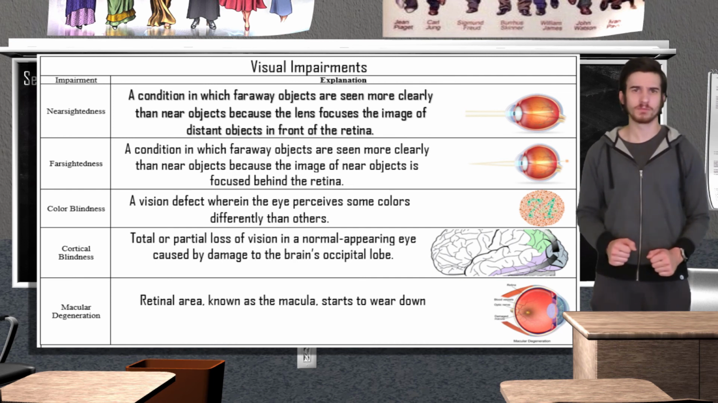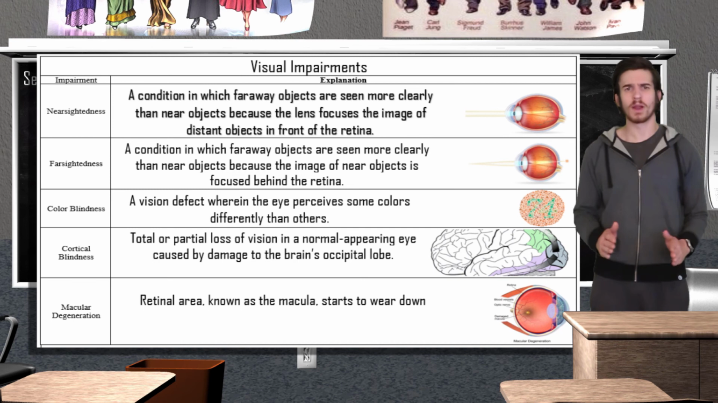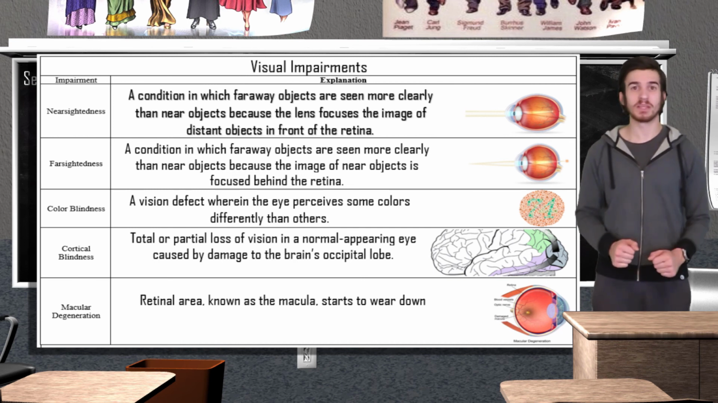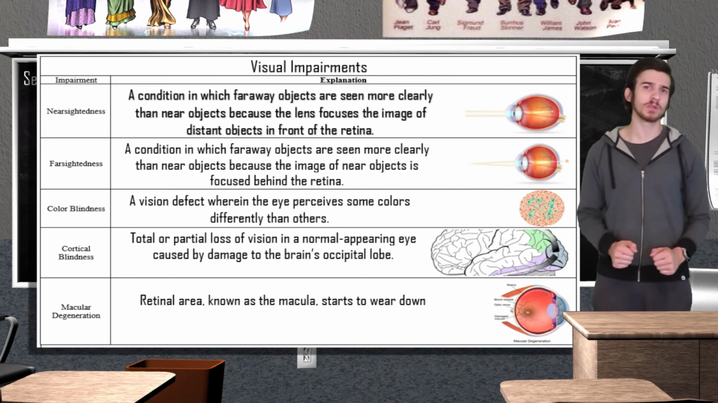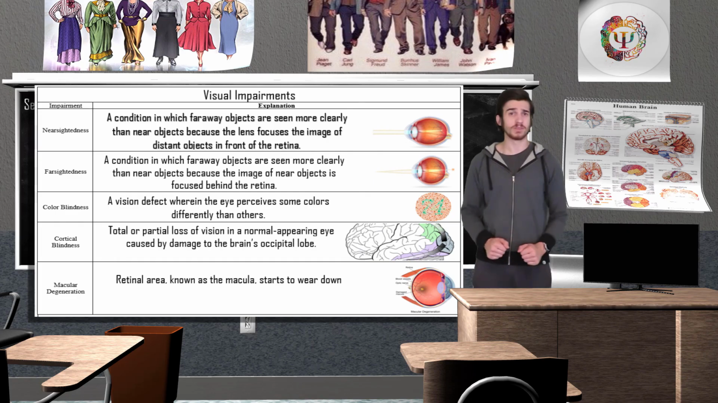Age-related macular degeneration, or AMD, is another leading cause of vision loss, affecting an estimated 10 million people in the US. Macular degeneration occurs when a small, tiny portion of your retina, known as the macula, wears down over time, leading to a loss of vision. Well, that does it for our vision.